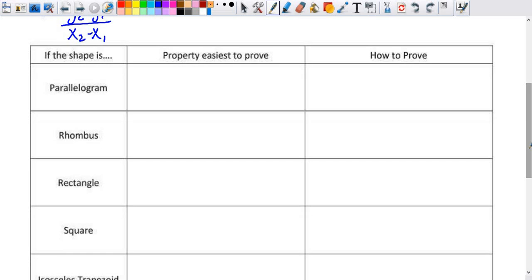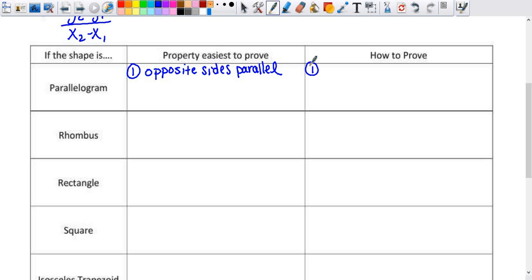So we've got this table here that's going to organize it a little bit better for us. So if the shape is a parallelogram, that's what we are going to prove, then there's actually a couple ways that would be the easiest to prove it, and we're just going to give you those. So with a parallelogram, I am actually going to give you 3 of them because it kind of depends which ones you remember and which one you would like to use. So the first one would be opposite sides parallel.